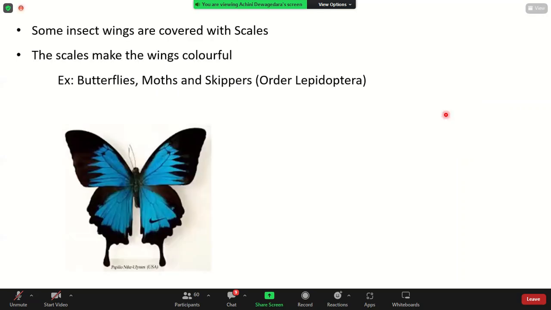So if you take butterflies, they have very attractive, colorful wings. Moths and skippers also. They have different colors, and these colors are given by the scales that are present on the wings. Their wings have scales, a small powder-like structure. Those give the color to the wings of the insect.